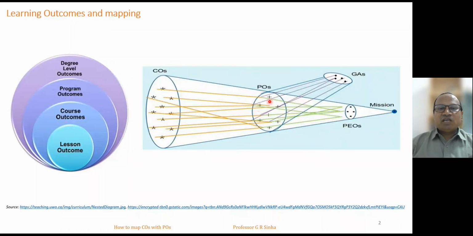Program outcomes, as we have seen in our previous lectures, whenever we write them, we always keep the graduate attributes in mind: what graduate attributes are required, which need to be demonstrated by our students and graduates after completing a program. And of course, with the help of the vision and mission statement, we write the aims and objectives, like program educational objectives. So this lecture is about mapping course outcomes with the program outcomes.